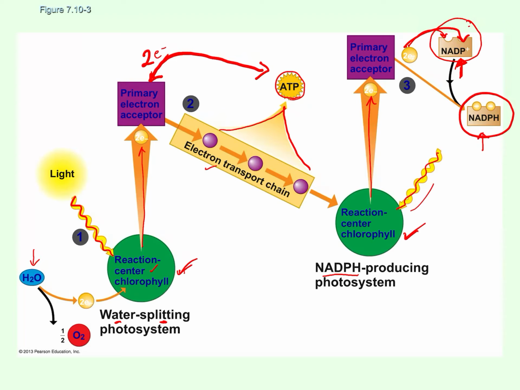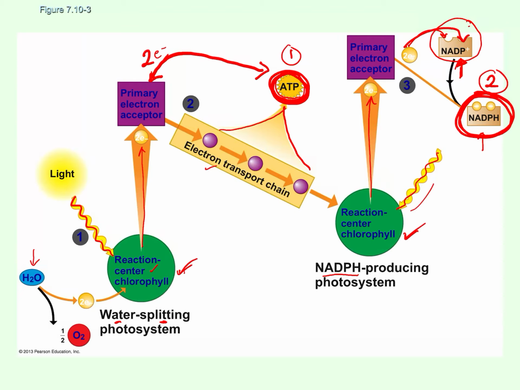So I circled the 2 products of the light reaction that are really important for the dark reaction or the Calvin cycle. The Calvin cycle needs ATP and it needs NADPH. It needs those electrons. Those are the 2 inputs that the Calvin cycle requires. Okay? So we're almost done.